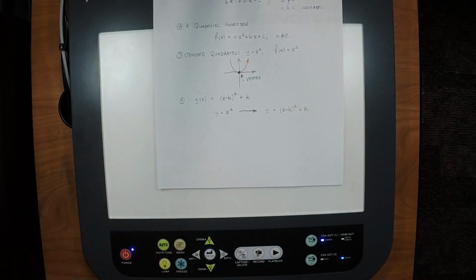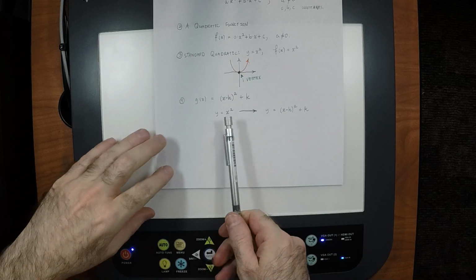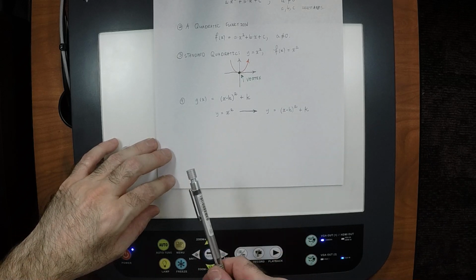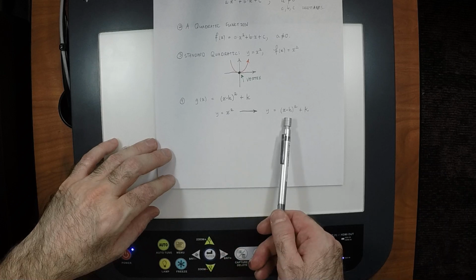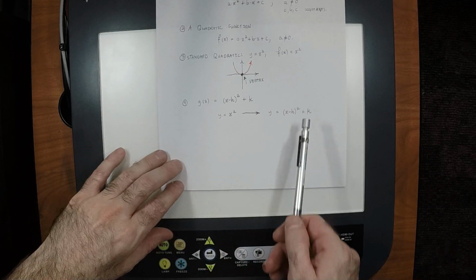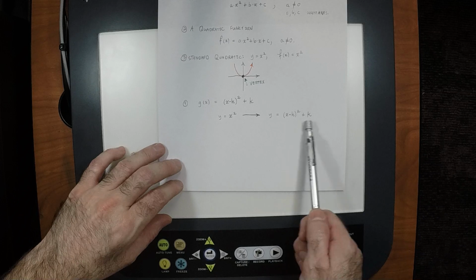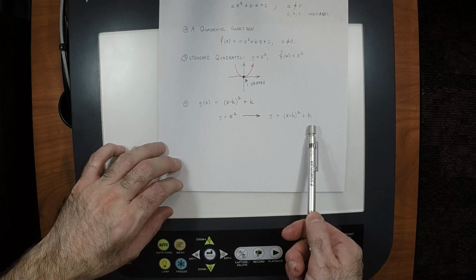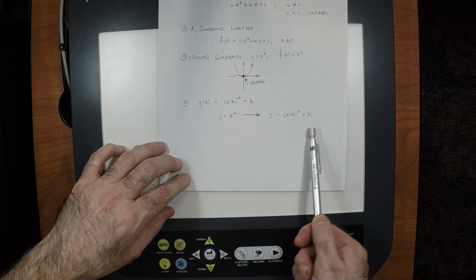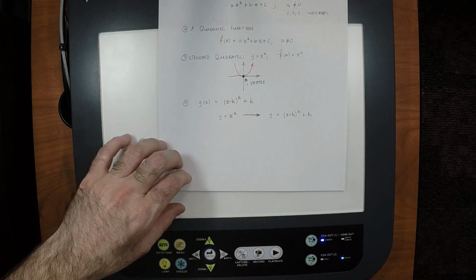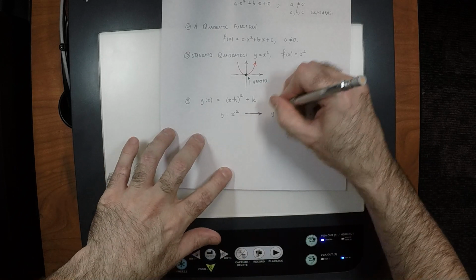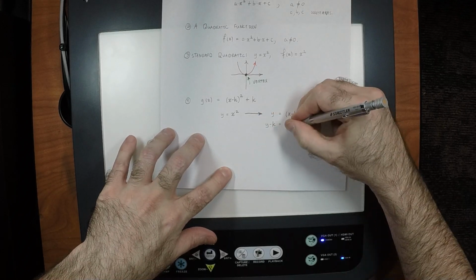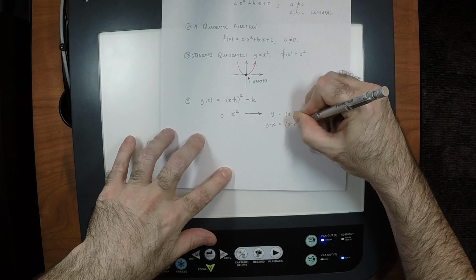So let's try and consider what happened. Originally we were squaring x. Now what are we squaring? X minus h. Okay, so that h really does go with the x. Does the k go with the x? It doesn't, right? Because that k is not being squared. So let's move it over to be with the y. So that equation is the same as this equation. Y minus k is x minus h squared.